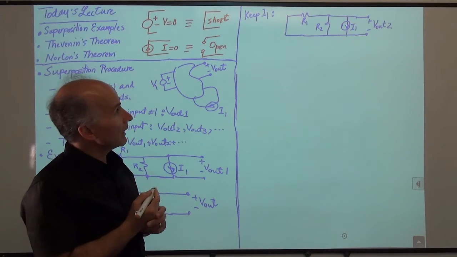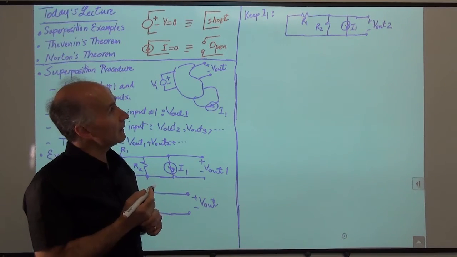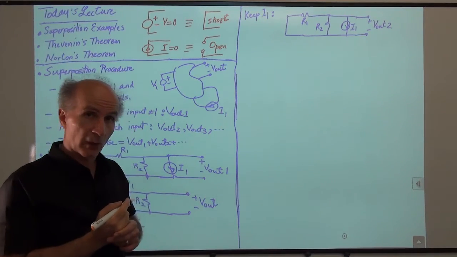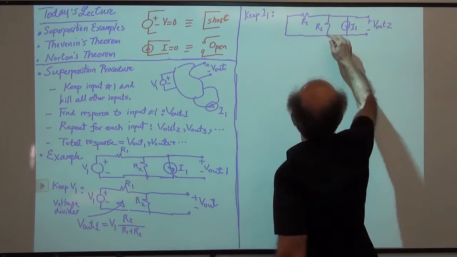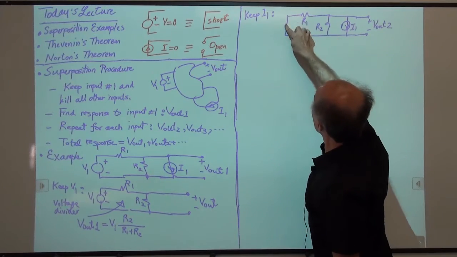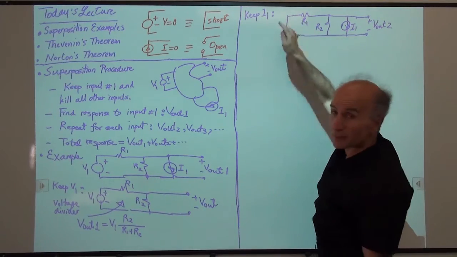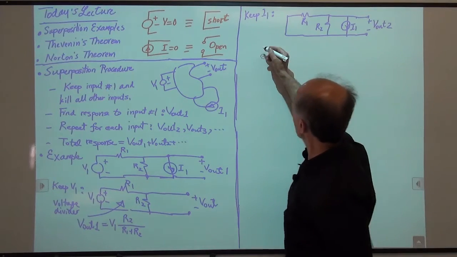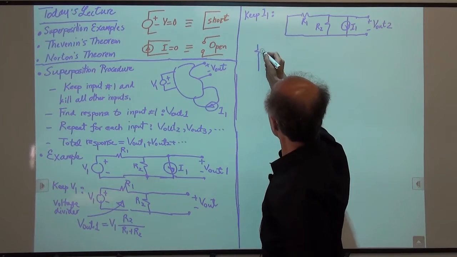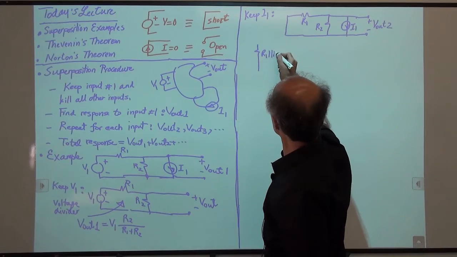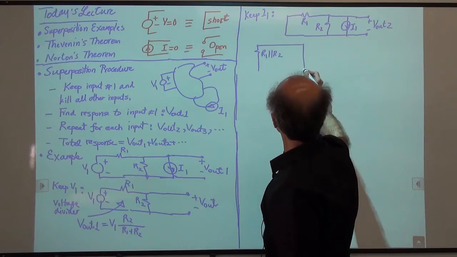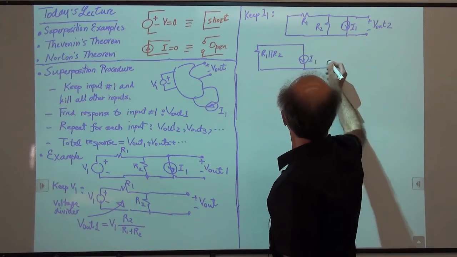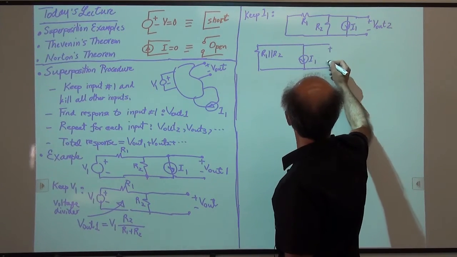Well, R1 and R2 have a familiar connection. R1 and R2 are in parallel. Why? Because they share these two terminals and they share these two terminals, right? This is just a piece of wire. So R1 and R2 are parallel to each other. So then it's easy, right? I can just write it like this. So this is R1 in parallel with R2. And this is I1. And then this is V out.